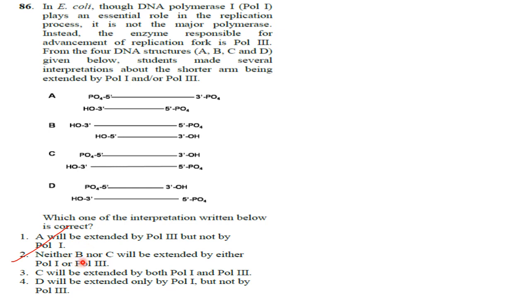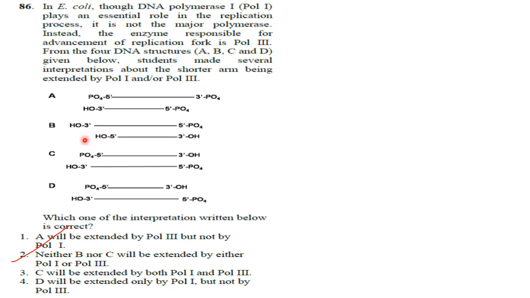Then next one, neither B nor C will be extended by either polymerase 1 or polymerase 3. So this one, B, 5' PO4, there is no template. There is 3' OH but there is no template there. So it will not be synthesized. Here also 3' OH is on this side, there is no template. So it will not be synthesized by DNA polymerase 1 and DNA polymerase 3.